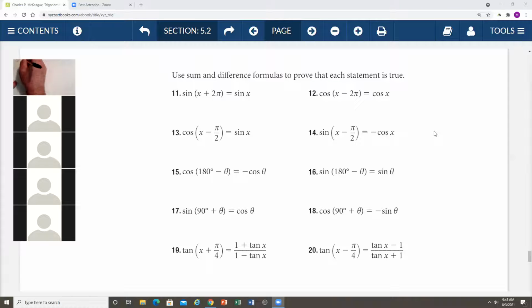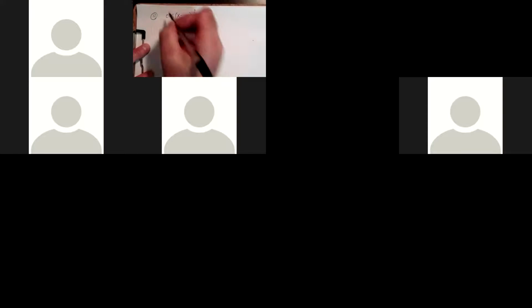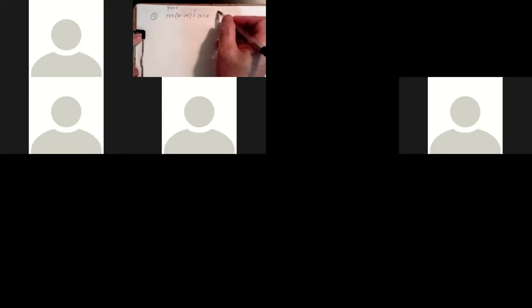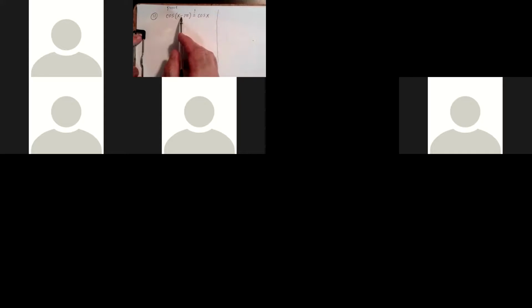They want us to prove that the cosine of some angle X minus 2 pi radians is equal to the cosine of X. They want us to prove that that's true. So we will try to prove this. Cosine of X minus 2 pi is equal to cosine X. Well, we can use the difference identity for cosine because we have the cosine of the difference of two angles.